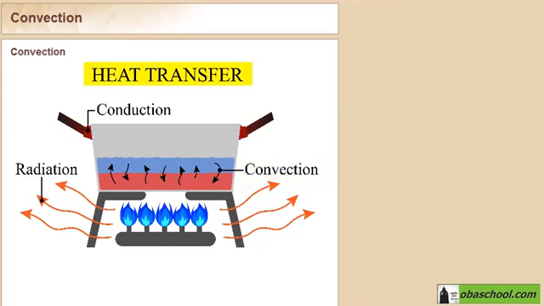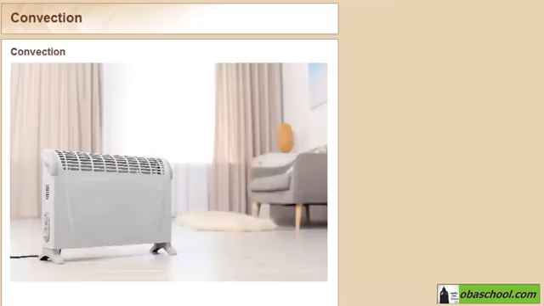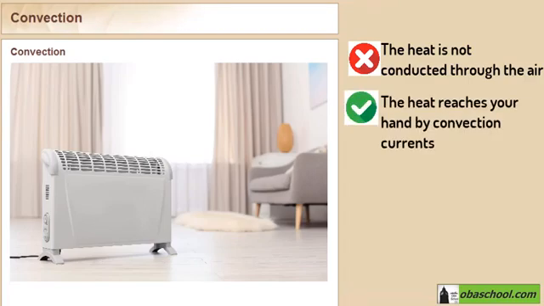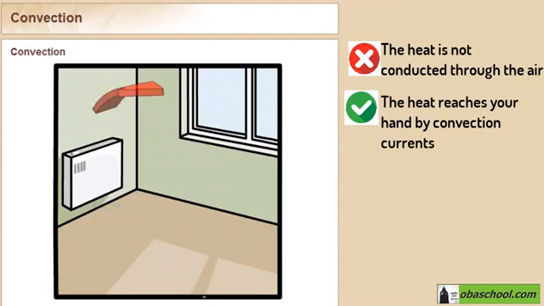For example, if you hold your hand above a heater, you can feel the heat. The heat is not conducted through the air, but it reaches your hand by convection currents. The motion of the air is shown in this figure. The heat from the heater is circulating through convection currents.